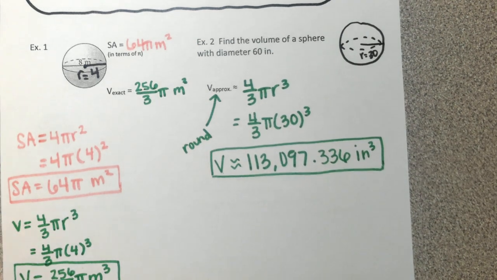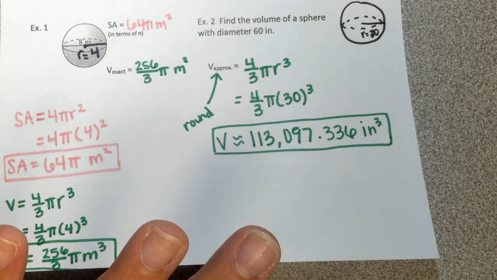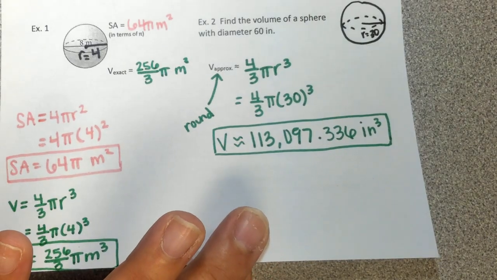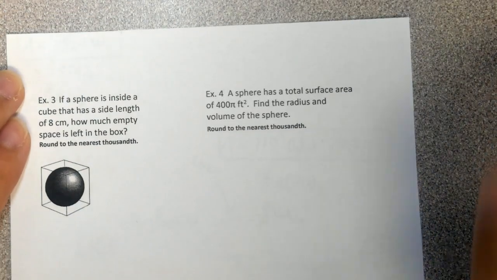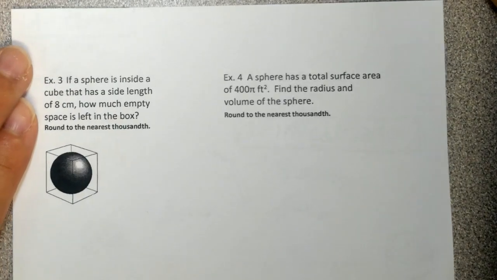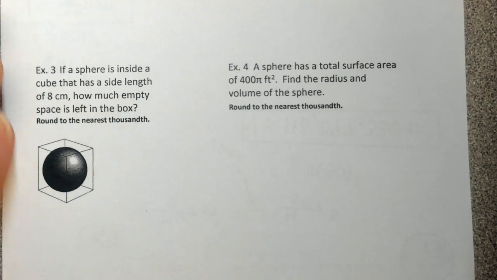So that's why I want you to turn your paper over. Everybody good? Can I change it? All right. Turn your paper over. Number 3. If a sphere is inside of a cube that has a side length of 8, how much empty space is left in the box?